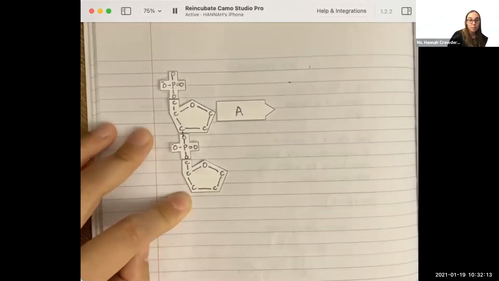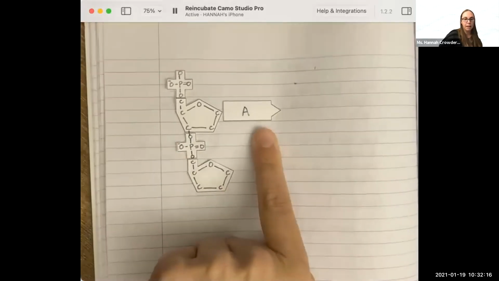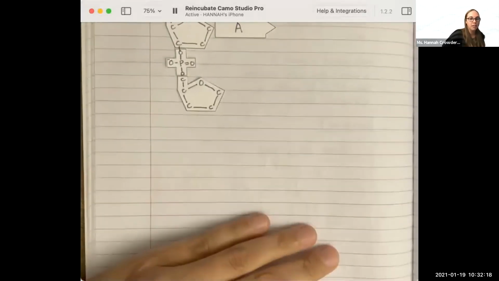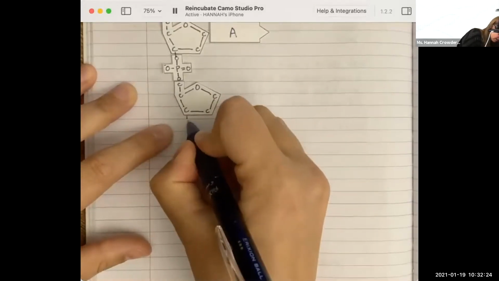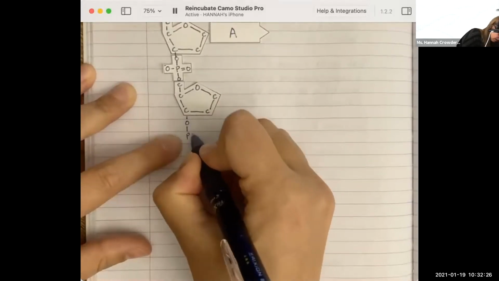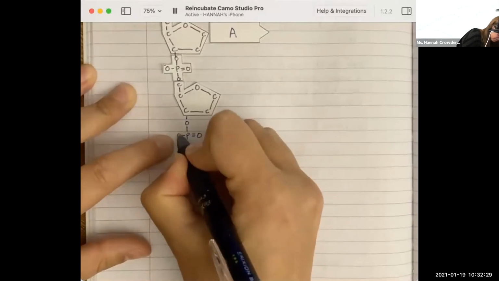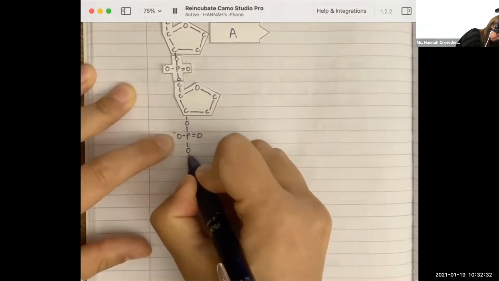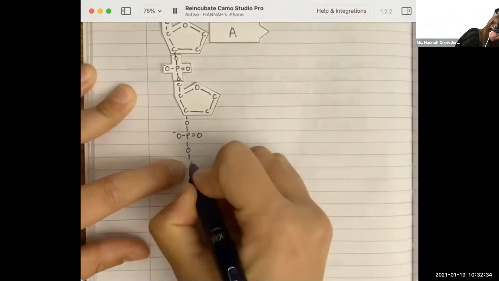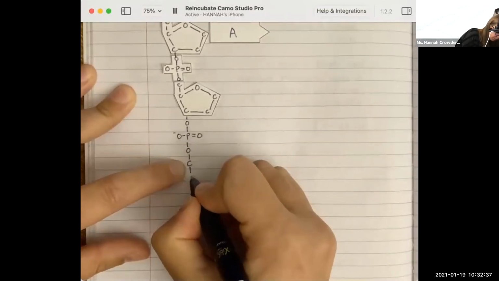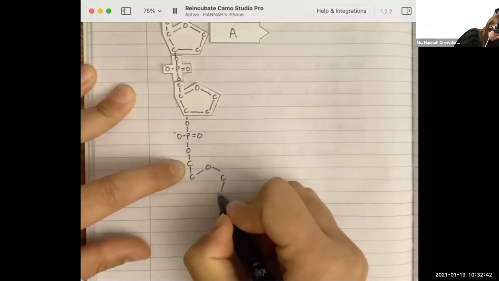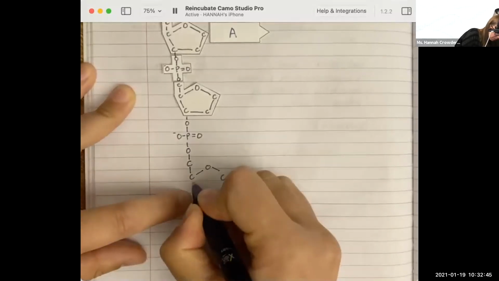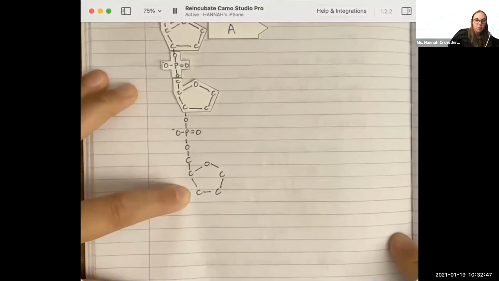And then I'm going to keep building this backbone. I will add more bases, but not quite yet. So I'm just going to keep building. So next, I'm going to have another phosphate here, bonded to another sugar. Draw one more.